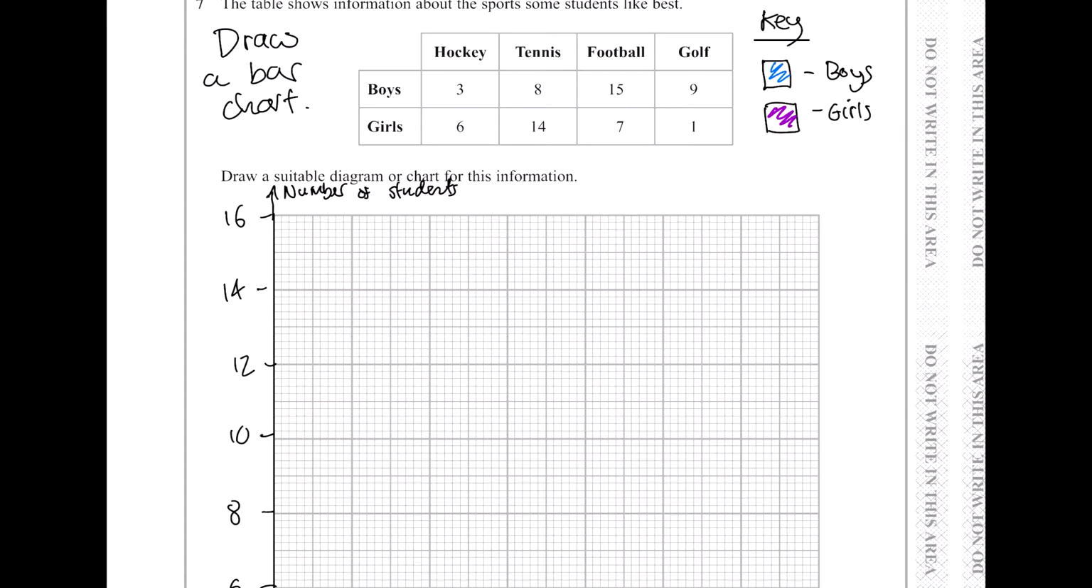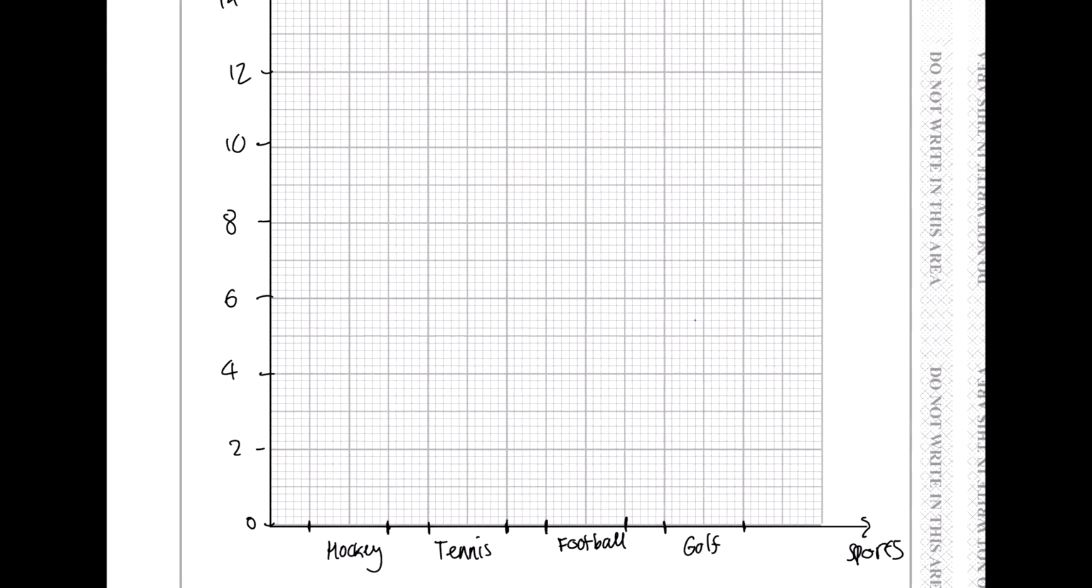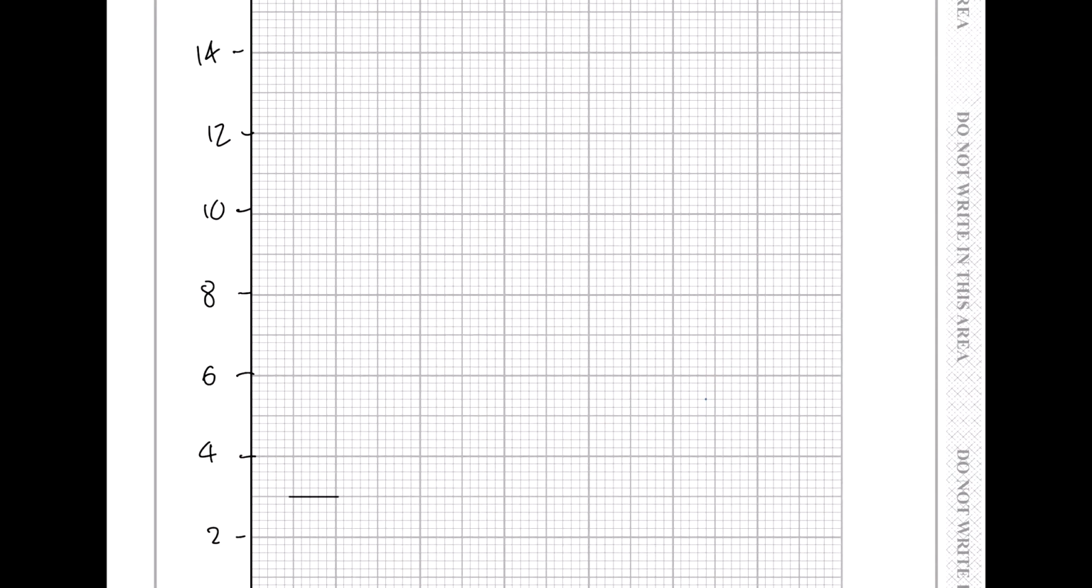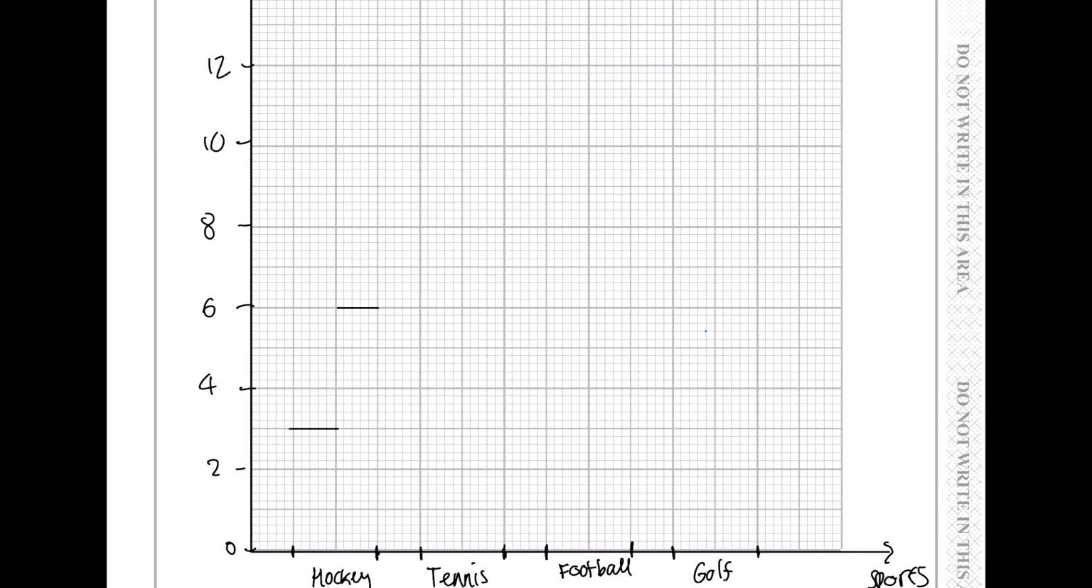So the first one, hockey, has 3 boys, 6 girls. So 3 boys, 6 girls. So that will be hockey. So let's use this one. That'll be 3. Let's do it there. 3, and then this one would be 6. And then fill it in like that. Oops. Let's connect it up.